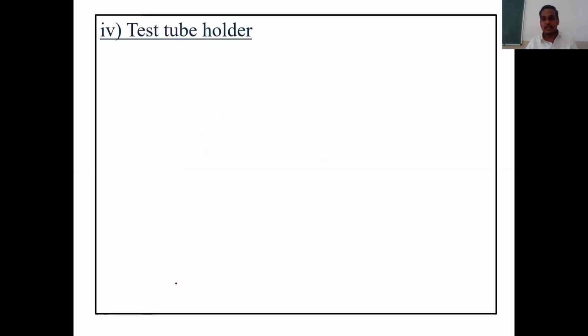And the next one is test tube holder. The image goes like this: test tube holder. How to hold the test tube with the help of test tube holder and all, we will discuss it in the next experiment. Just have an idea about which apparatus is called as what and what is the main use of it. How to use them, we are going to see it in the next practical, as well as other experiments, wherever we use these apparatus.